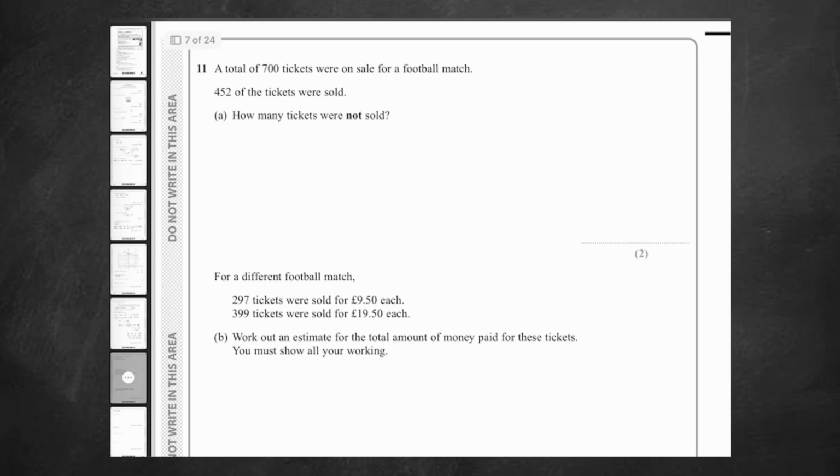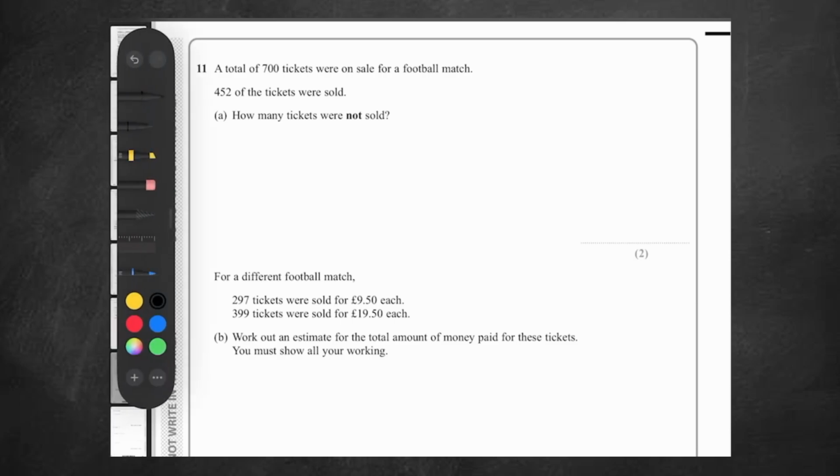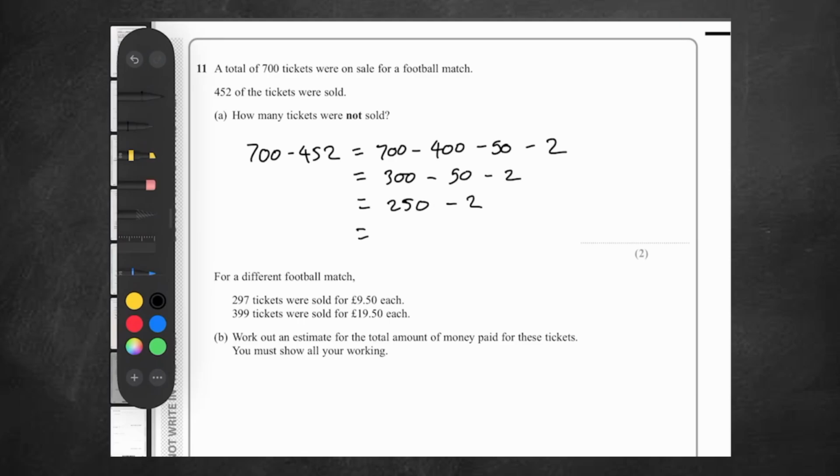Question 11. A total of 700 tickets were on sale for a football match. 452 of the tickets were sold. How many of the tickets were not sold? Whenever it's a big subtraction like this, I would do 700 minus 452, which is the same as 700 minus 400 minus 50 minus 2, which is just 300 minus 50 minus 2, which is 250 minus 2, which is 248.